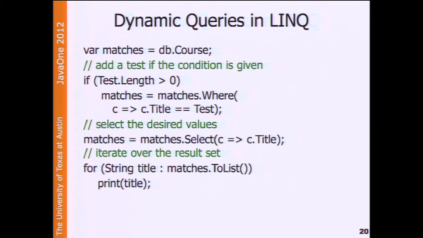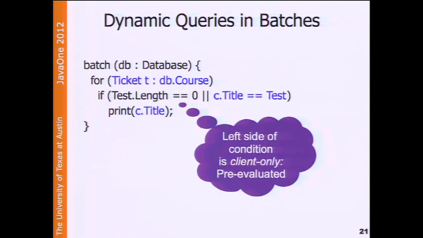The way LINQ works is that the collections don't actually create the SQL statement and go to the database until you say fetch or toList. But anyway, then we can do a selection on that and check the actual results. And it'll do the right thing. It's not too bad, but here's the batch version of this.